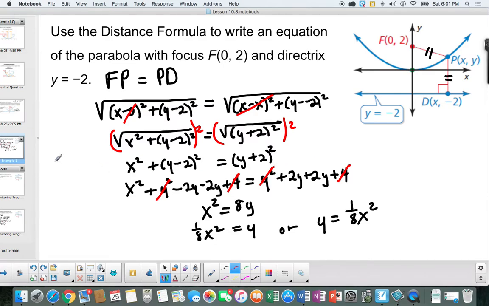Now you have to remember how to expand a binomial or a perfect square. Remember, you have to use FOIL: first, outer, inner, last. So I'm going to get a y squared minus 2a plus 4. I'm going to get the same thing here. I'm going to subtract those things that are the same. I'm going to get x squared, take all these y's to the other side, and I'm going to get 8y. So y is equal to 1/8 x squared, or I can start with y first. y is equal to 1/8 x squared.